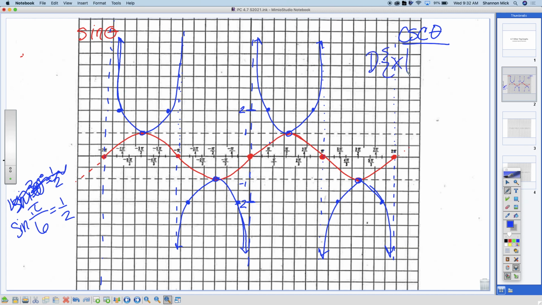X such that. Now, it isn't all real numbers, because what can't it be? It can't be 0. It can't be pi. It can't be 2 pi, or negative pi, or 3 pi, or 4 pi, or 5 pi. It can't be any multiple of just pi, right?